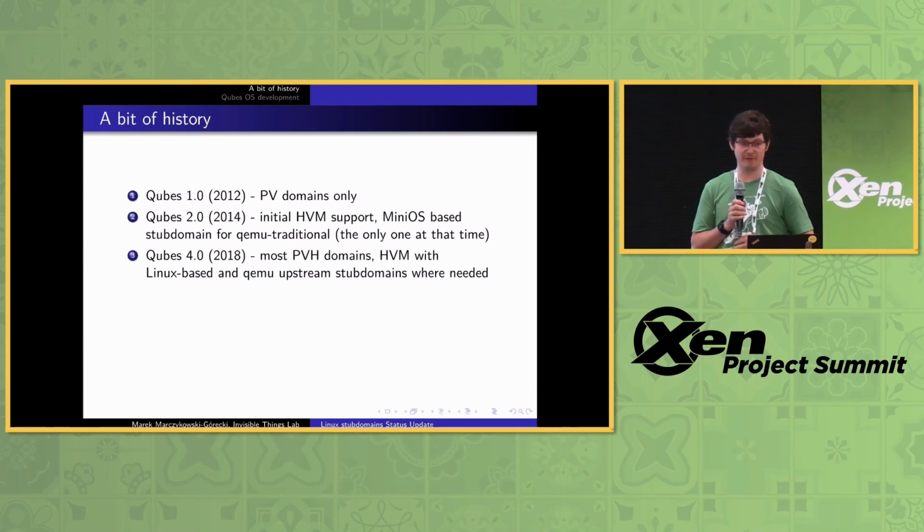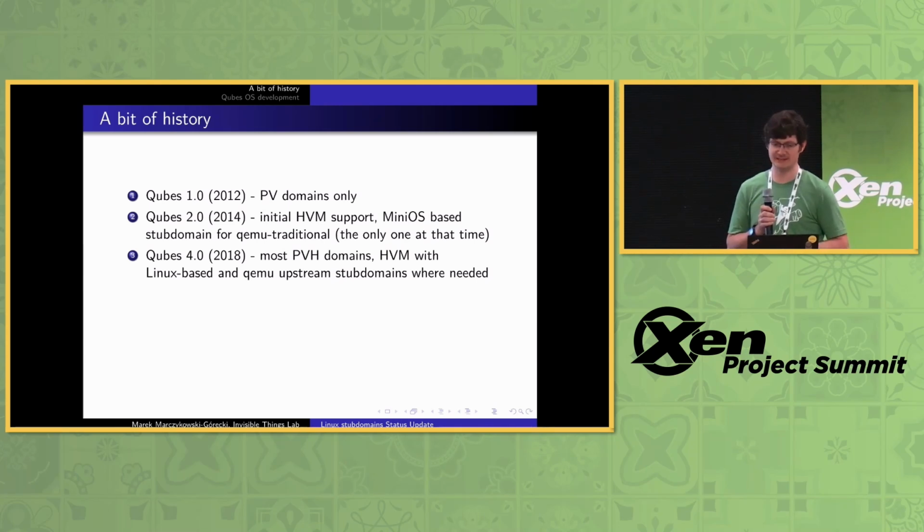So in Qubes 4.0, we migrated most domains from PV to PVH, mostly to avoid PV memory management complexity. But this means we needed better HVM support, especially for PCI passthrough. So we used a Linux-based stubdomain with upstream QEMU.